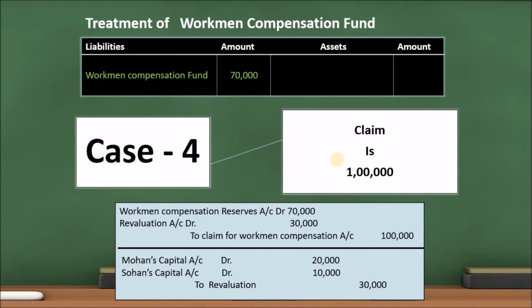So in this case, there will be 2 journal entries. Workmen compensation reserve account debit 70,000.